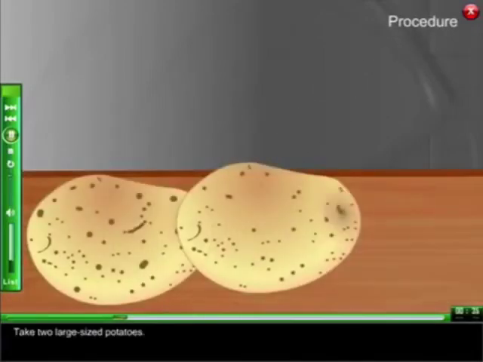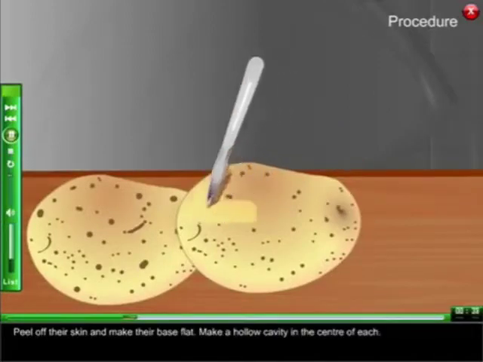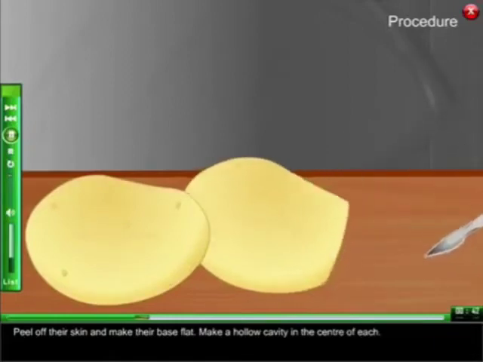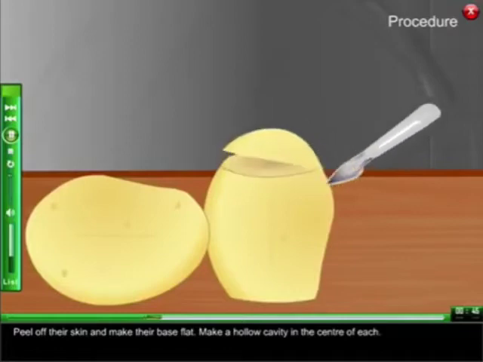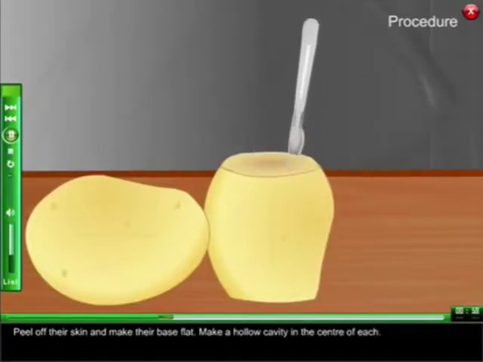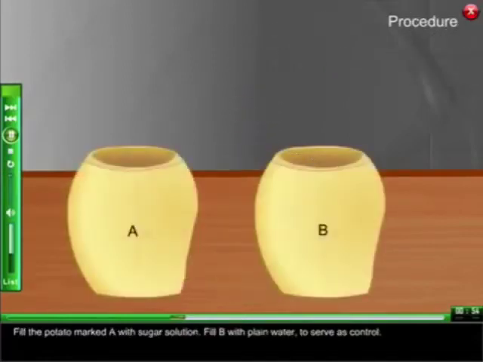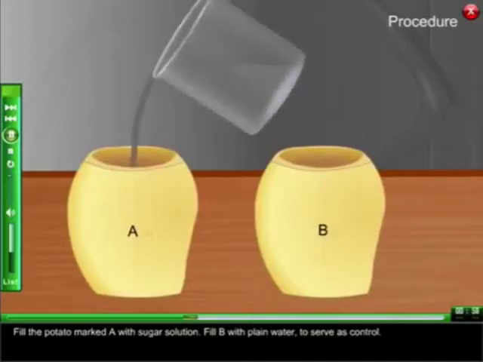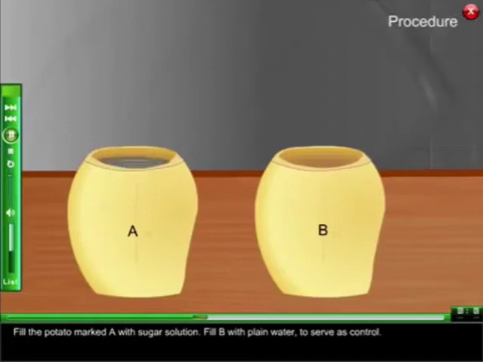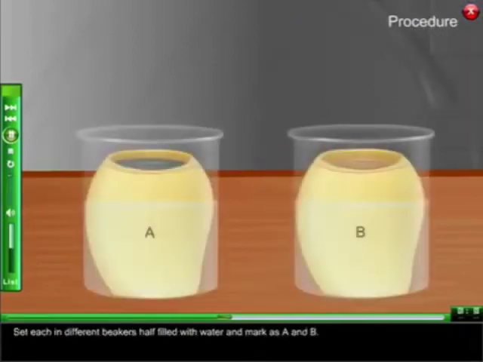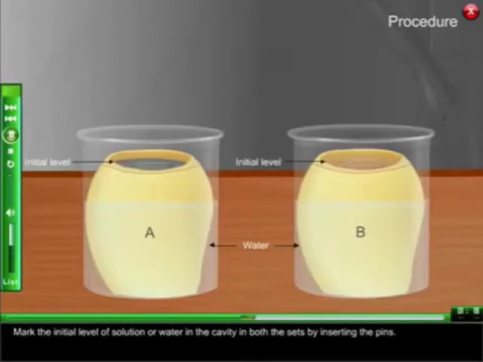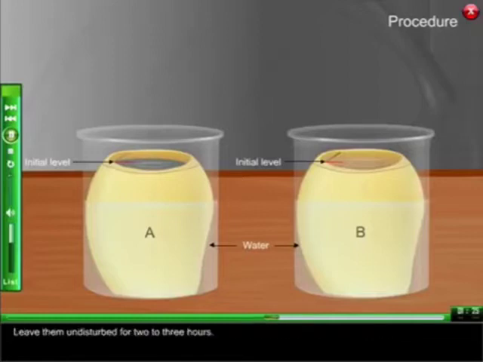Take 2 large sized potatoes, peel off their skin and make their base flat. Make a hollow cavity in the center of each. Fill the potato marked A with sugar solution. Fill B with plain water to serve as control. Set each in different beakers, half filled with water, and mark as A and B. Mark the initial level of solution or water in the cavity in both the sets by inserting the pins. Leave them undisturbed for 2 to 3 hours.